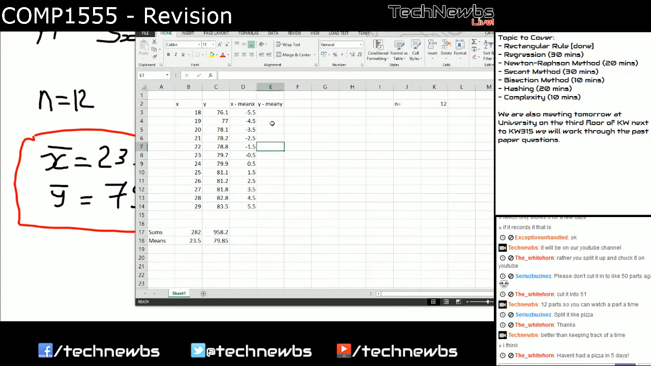Okay, continuing. So to find the mean of y, it's the same thing, but you just use the y value. So 76.1 minus 79.85, and you get that. So this is how you find the mean of y.